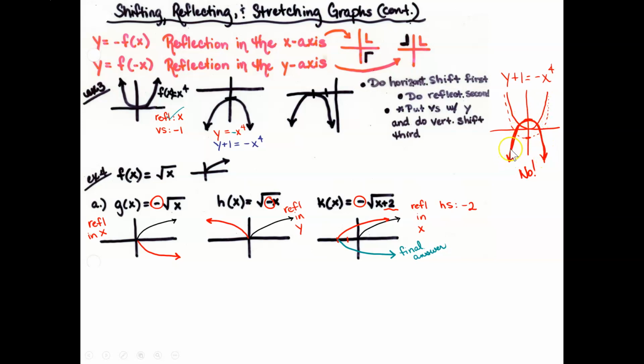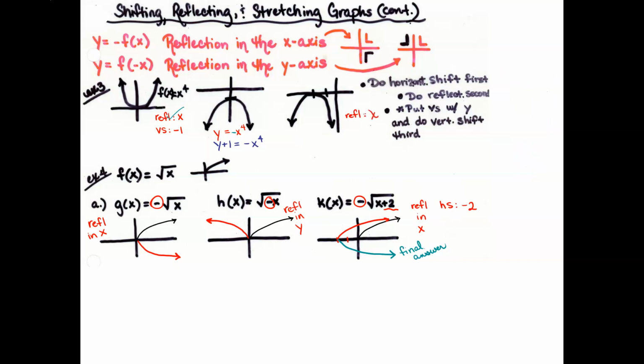And if you put that equation into your graphing calculator and graph it, this is not what you get. You get this. So again, the order matters. All right, so let's look at this next one. So again, if we're comparing to the original function, you can see that this one was opening up and now it's opening down. So that would be reflected in the x-axis.